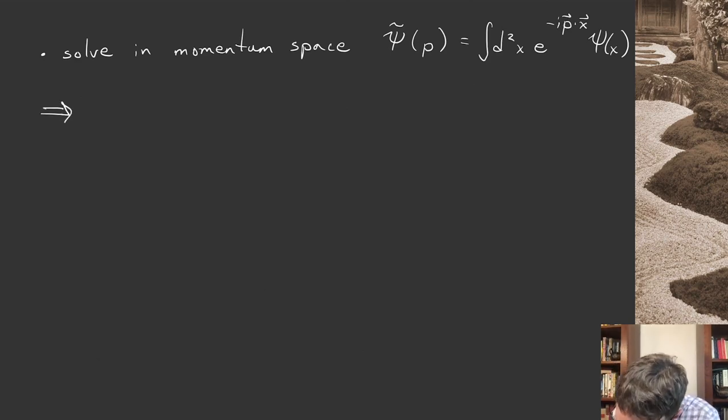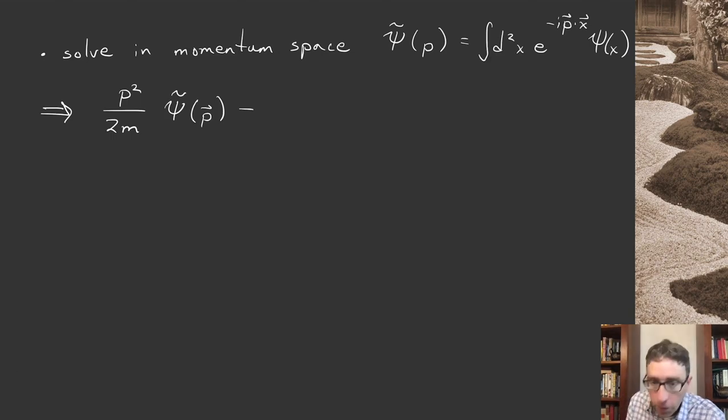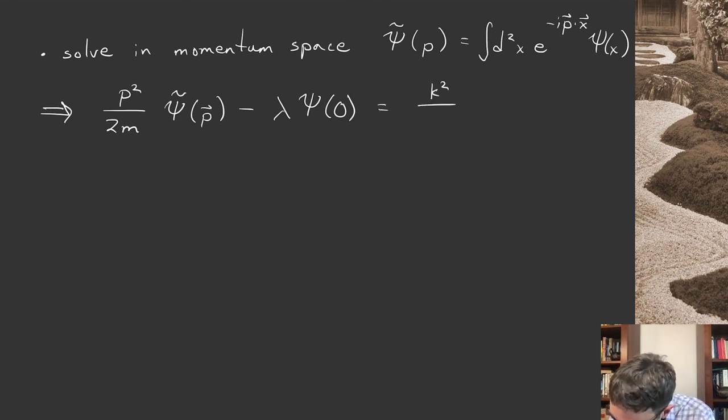All right, and so what do I get? I get p squared over 2m for the kinetic piece in the Schrodinger equation. When I Fourier transform that delta function, I just get lambda, I get a Dirac delta function. I get to evaluate the Dirac delta function at r equals 0, and so I get the un-Fourier transformed wave function evaluated at 0. And on the right-hand side, I get the energy, which I said was h-bar squared k squared over 2m, and I'm just going to set h-bar equal to 1 here so I don't have to worry about it. So there's my Schrodinger equation in momentum space.